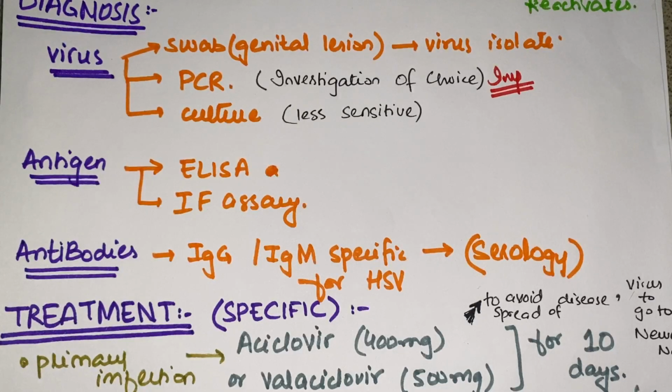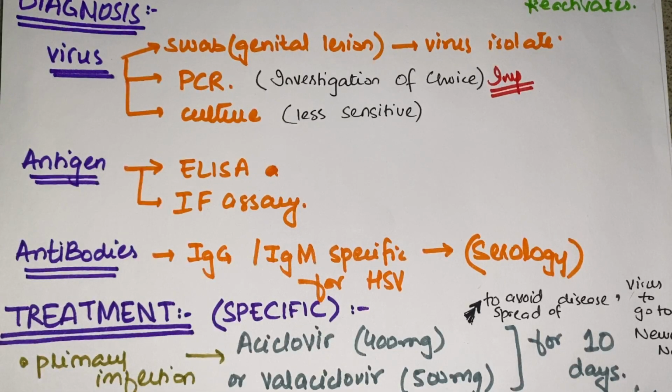Now, first of all we have to isolate this virus from the genital area, the genital blisters, the infections or the ulcers that are produced. So we'll take a swab of the genital ulcers and identify the virus from it.